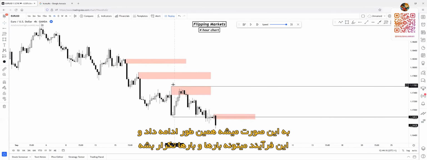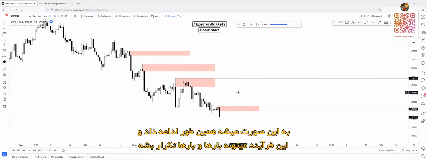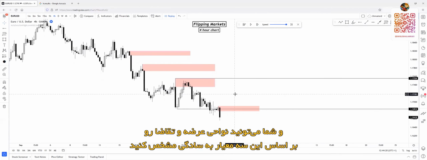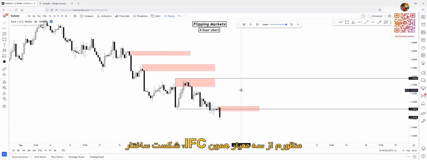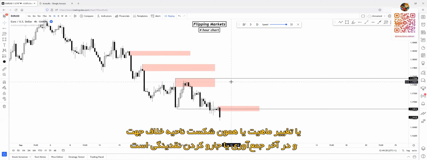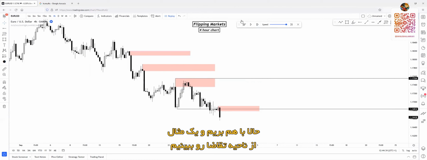And this method works over and over again. You can mark out supply zones and demand zones based on these three criteria: inefficiency, break of structure or change of character, or opposite side zone break, and liquidity sweep or collect. Okay, let's see a demand zone example.